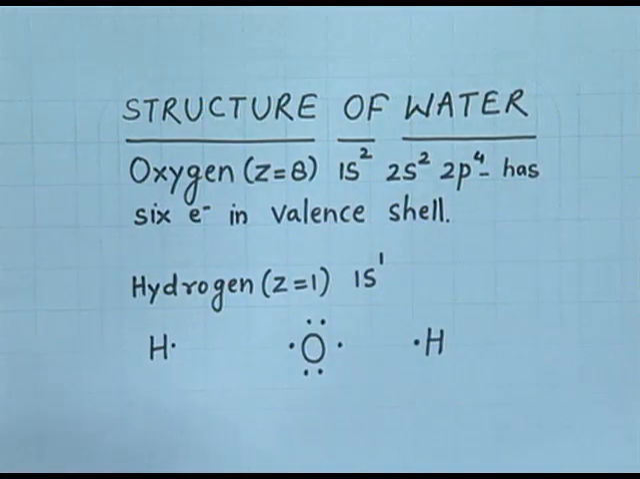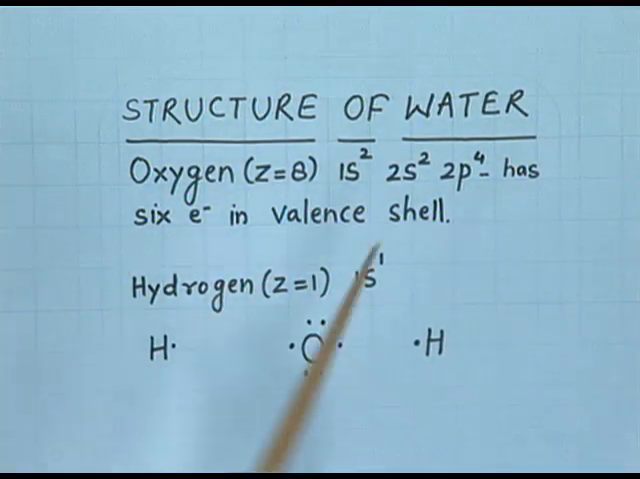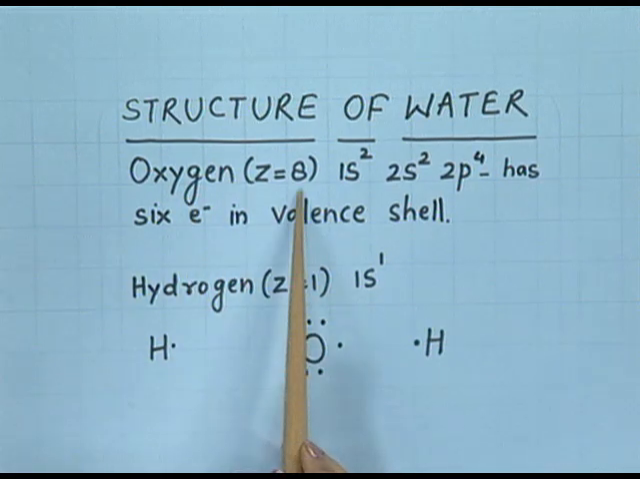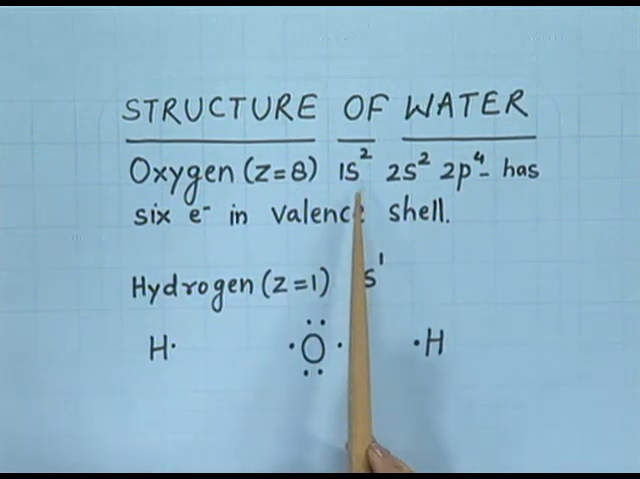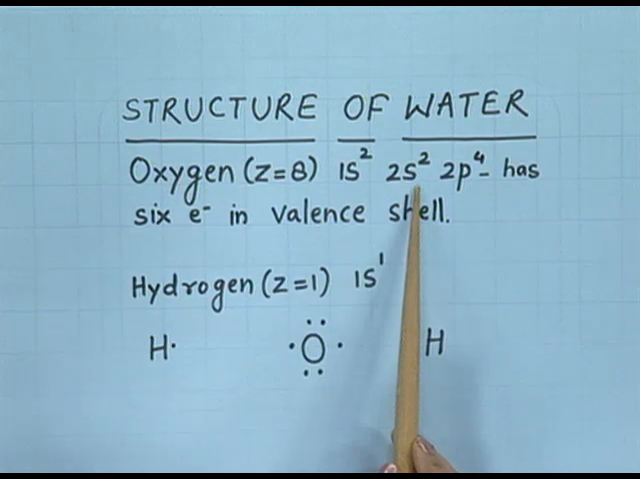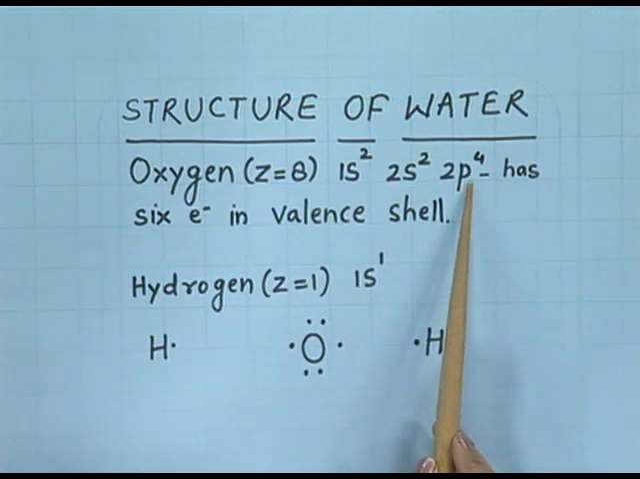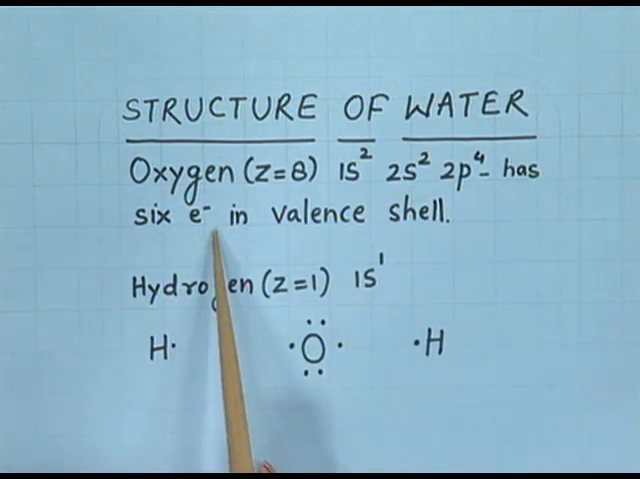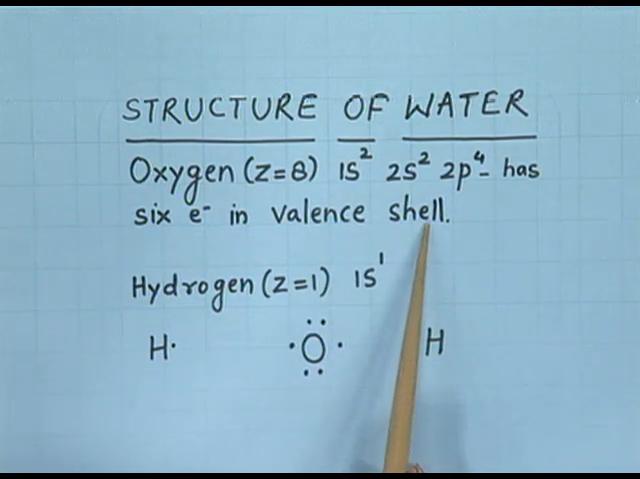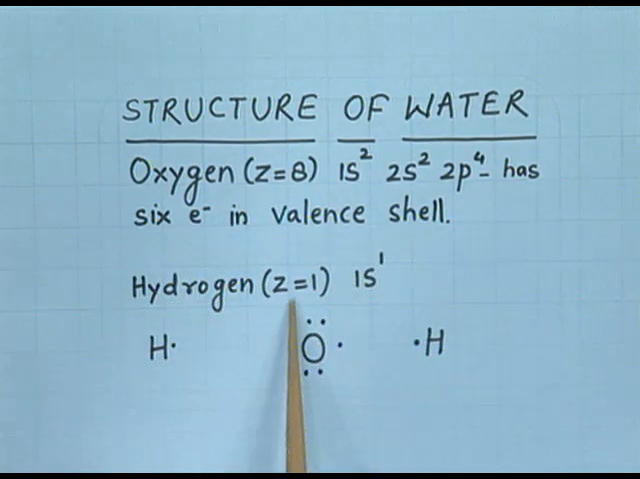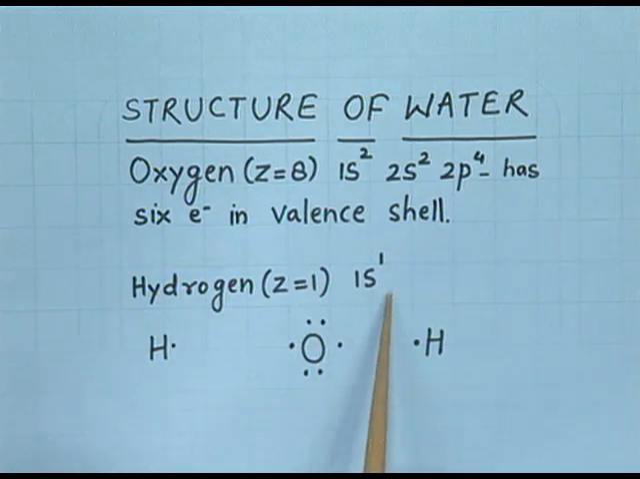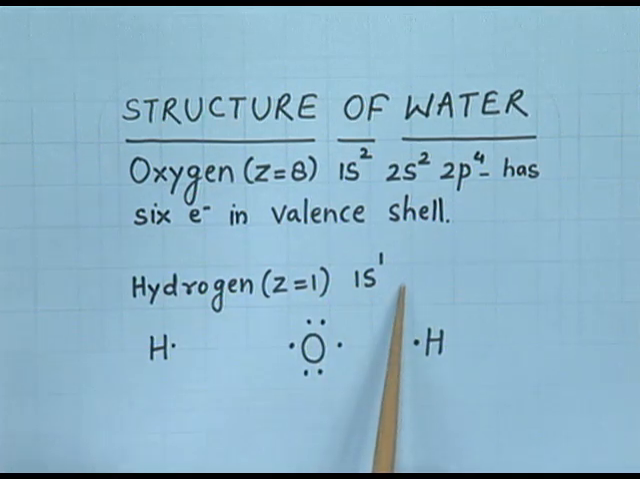So today let's study the structure of water. Water is made up of two elements, hydrogen and oxygen. Oxygen, atomic number 8, electronic configuration 1s2, 2s2, 2p4. It has 6 electrons in the valence shell. Hydrogen, atomic number 1, electronic configuration 1s1.